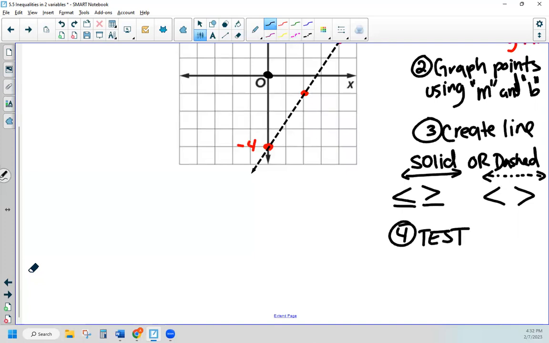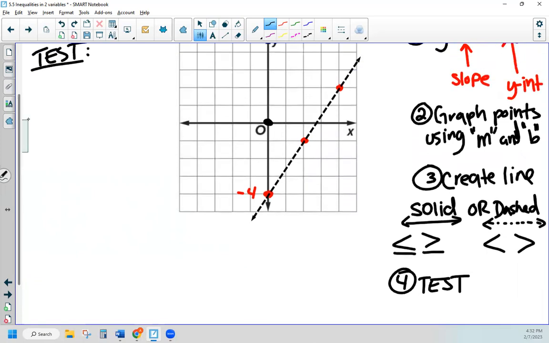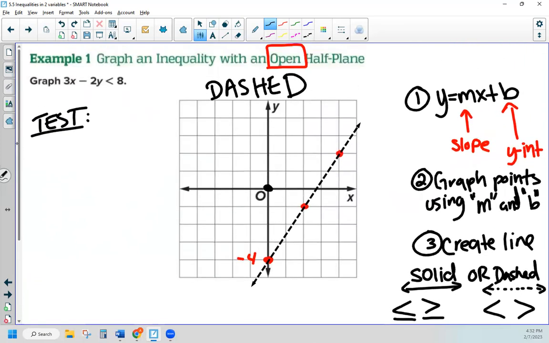Test. The testing will tell you where you need to shade. Now, I will tell you right now that there is a little cheat code that you don't have to do the testing, but I am going to do the testing right now just so you are aware and you can practice that. All right, so I am going to be testing the point 0, 0. I am going to be putting it inside of my original initial inequality, or you could put it into the slope-intercept form one. That's fine. I always like using the original just in case I made a mistake at the beginning.